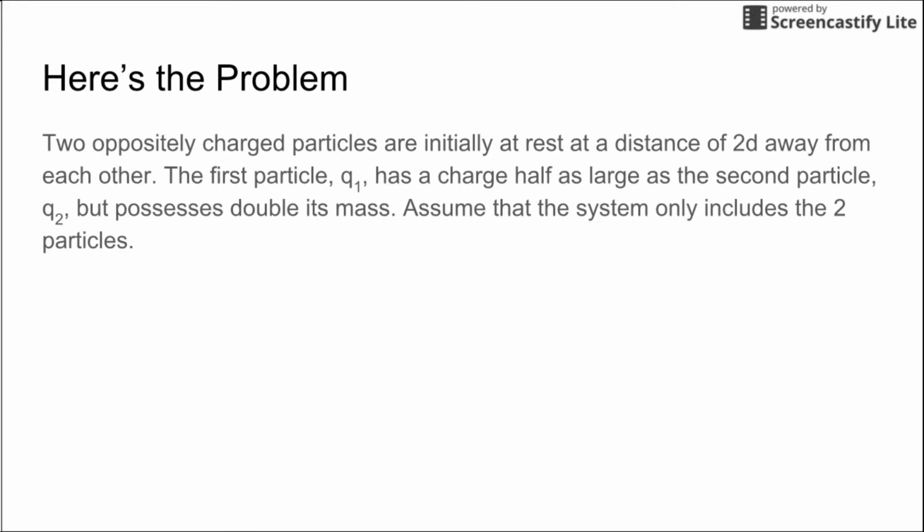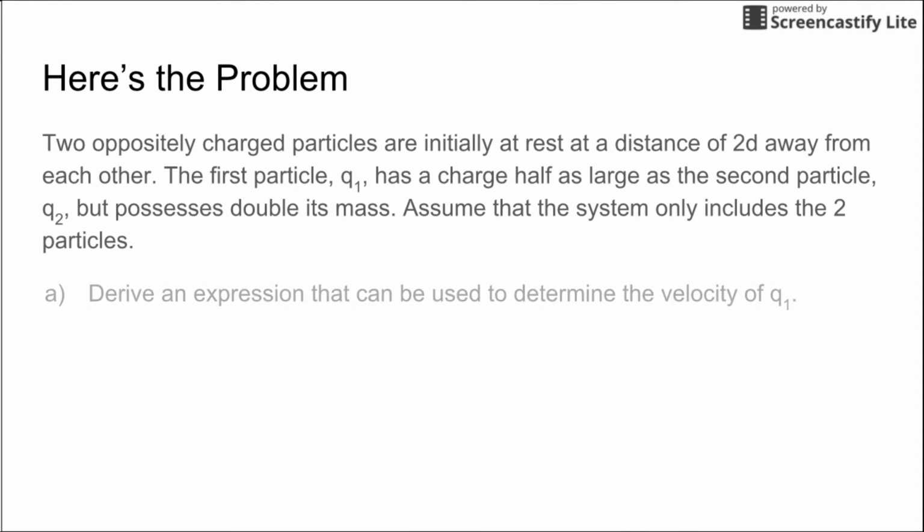The first particle, Q1, has a charge half as large as the second particle, Q2, but possesses double its mass. Assume that the system only includes the two particles. Part A asks for you to derive an expression that can be used to determine the velocity of Q1.